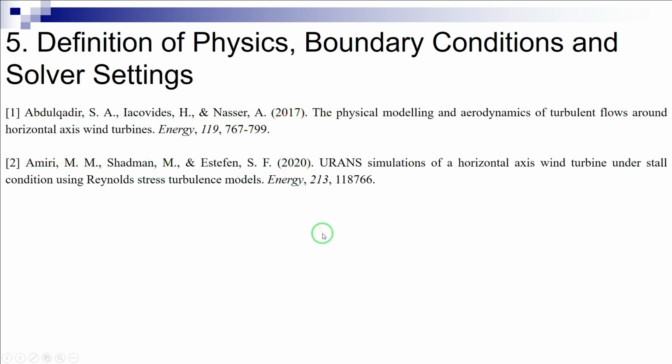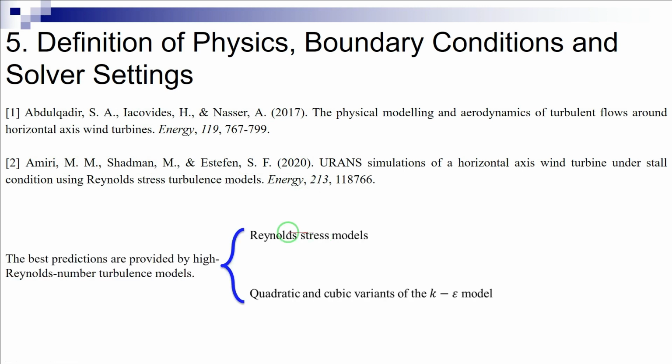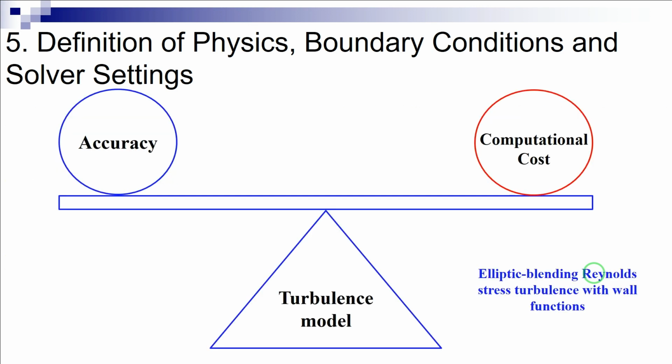2020 show that the best predictions for the NREL phase 6 wind turbine aerodynamics are provided by high Reynolds number turbulence models, including a Reynolds stress model as well as the quadratic and cubic variants of the K epsilon model. Note that the use of wall functions has the advantage of eliminating iterative convergence problems and the excessive calculation time. Thus, to achieve a good compromise between computational cost and accuracy, we are going to use the elliptic blending Reynolds stress turbulence model with wall functions.